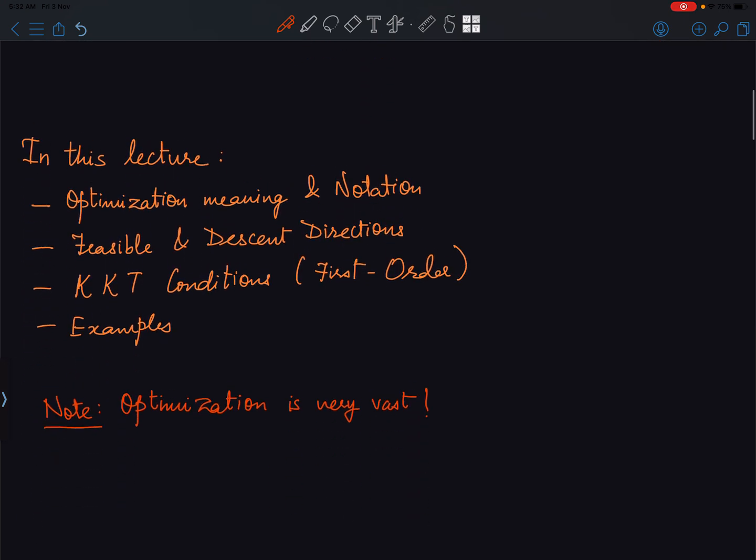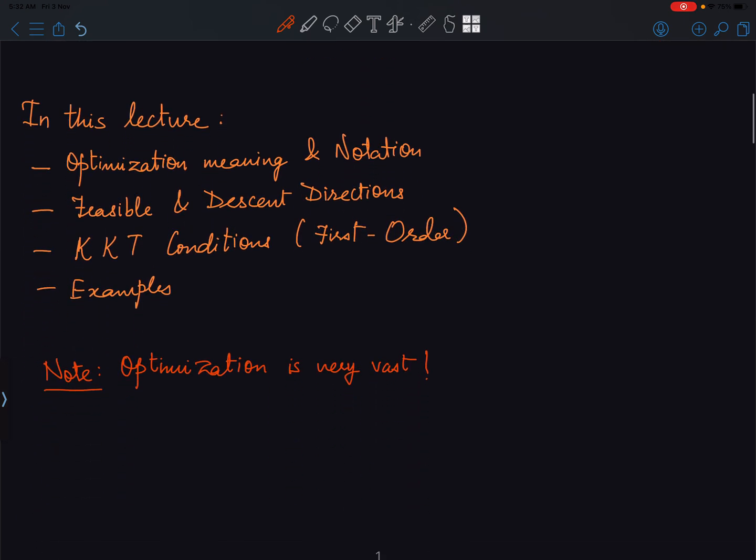In this lecture, I'll be mainly talking about the meaning of optimization and the notations, feasible and descent directions, KKT conditions, basically first order, and then some examples to show how you can solve these problems.